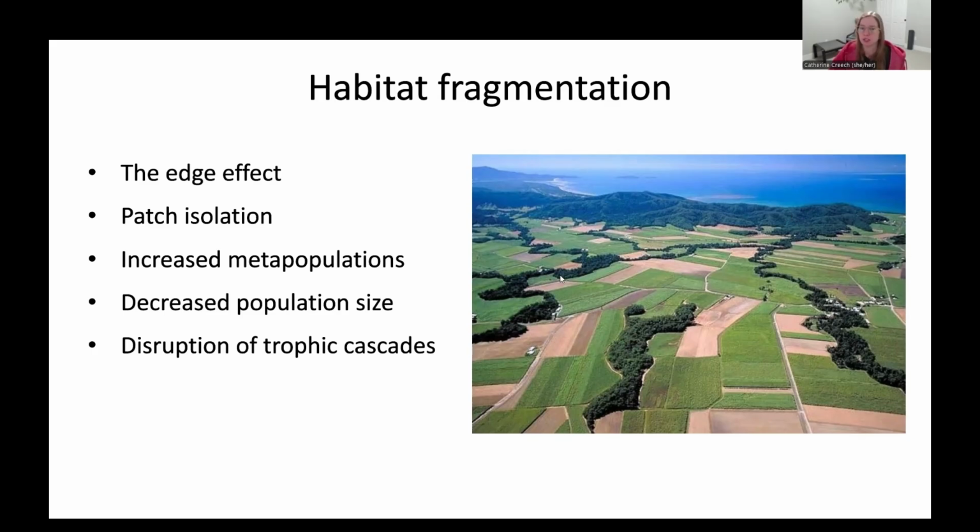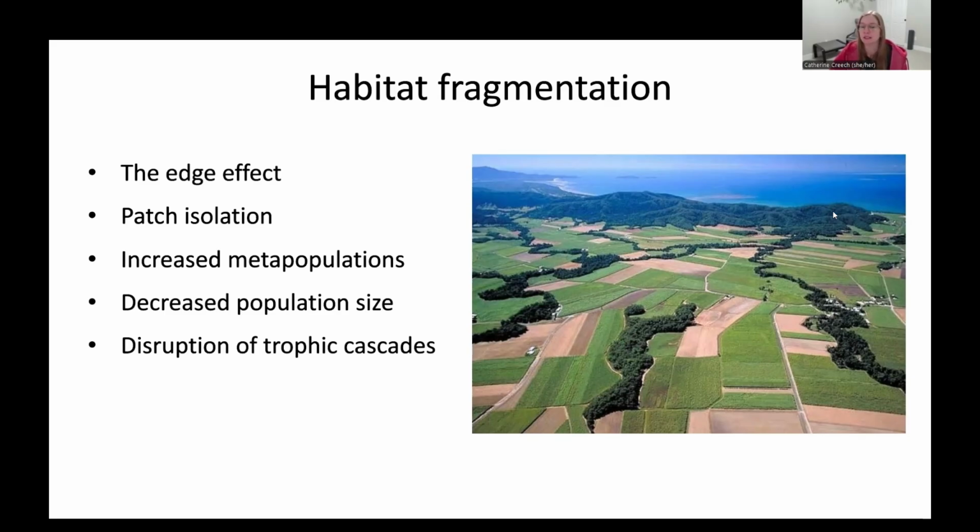We also have something called the edge effect, which we'll talk more about in a second. But here, there's a lot more edge than there is center in this habitat. This little string of trees is not going to be able to sustain the same species as this full continuous block of trees. We also increase metapopulations.